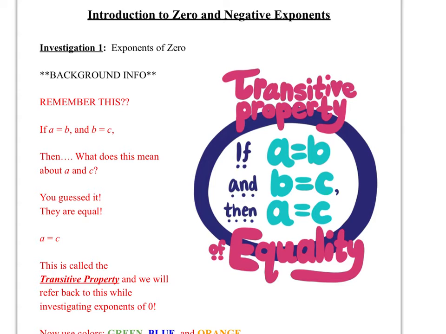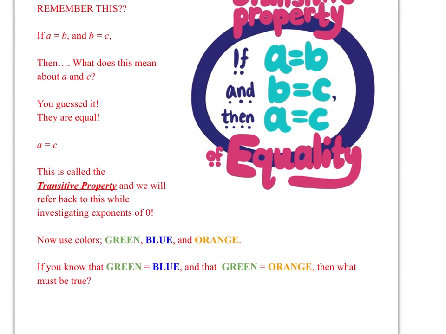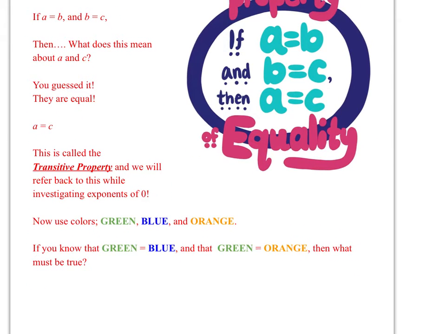And what the transitive property says is that if A equals B and B equals C, then this means that A and C also must be equal. The transition is happening to get from A to C through B. That's called the transitive property. We're going to need that when we talk about raising a power of 0.